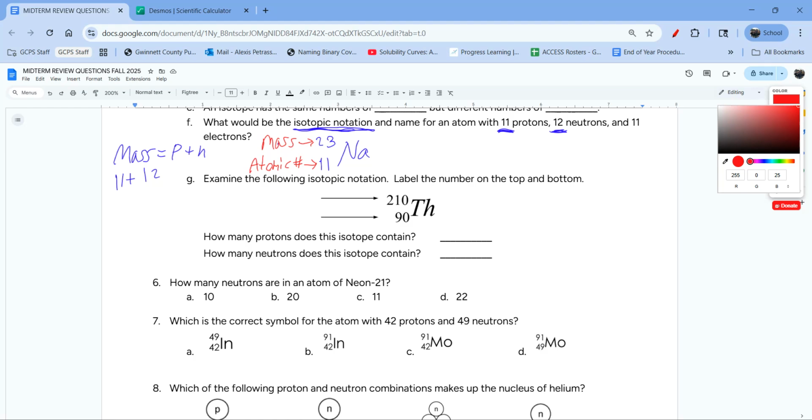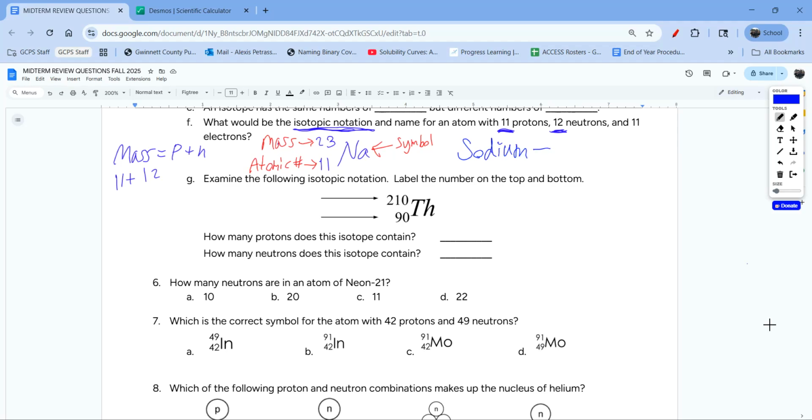So the bigger number is always the mass, the smaller number is always the atomic number. And then right here's the symbol. Do not flip those numbers. That is how you will get an answer incorrect. That should be an easy one to get correct. Okay, so for the isotopic name, you're going to write the element's name, sodium, hyphen or dash, the mass. So element's name, dash, the mass.